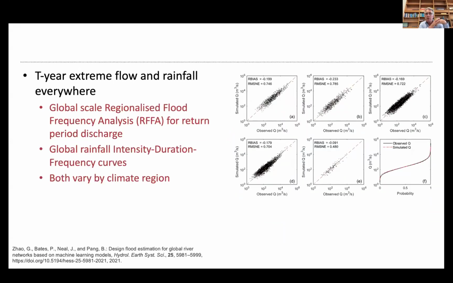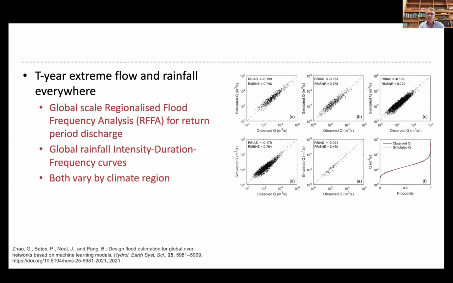We need boundary conditions, most obviously. We need extreme flow and rainfall and coastal water level everywhere. And here, what we do is old school hydrology that we've known about for 50 to 60 years now. These are the regionalized flood frequency analysis methods that most national governments have for estimating flows in ungauged catchments. The difference here is that we've been able to apply these models globally using newly available global catchment characteristics datasets like the vegetation cover, urban areas, land use, slope, rainfall, and so on.